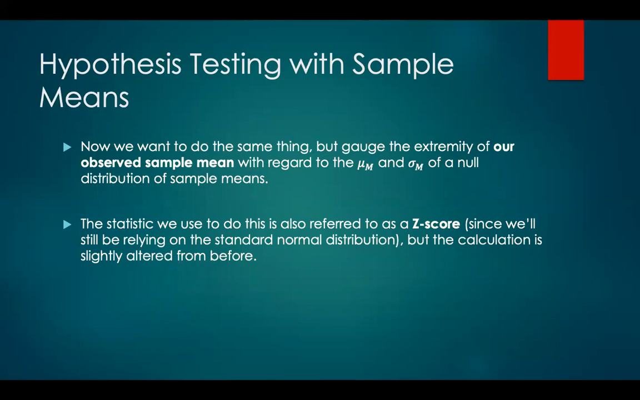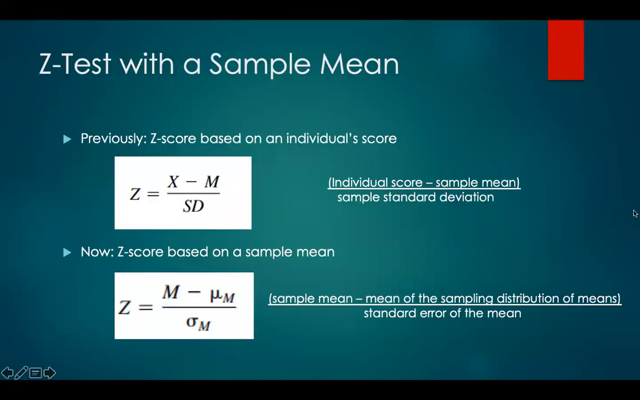So the statistic we will use to do this is also referred to as a z-score, since we'll still be trying to rely on this standard normal distribution. But the calculation is slightly altered from before. Now, previously, the z-score was based on an individual score. So z equals x, or an individual score, minus m, the sample mean, divided by the standard deviation. Now, the z-score will be based on a sample mean. So the sample mean minus the mean of the sampling distribution of means, divided by the standard error of the mean, which is, again, the standard deviation of the sampling distribution of means.